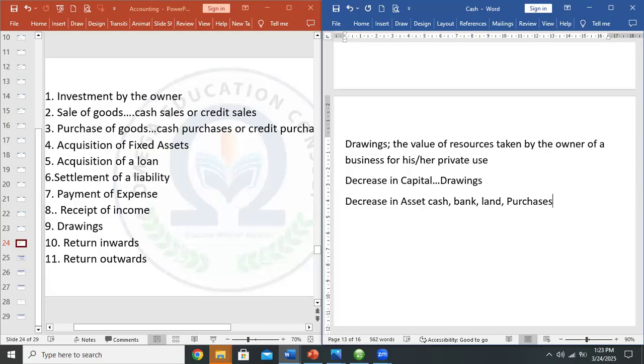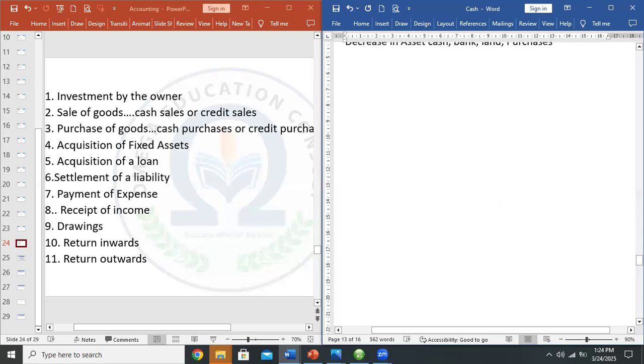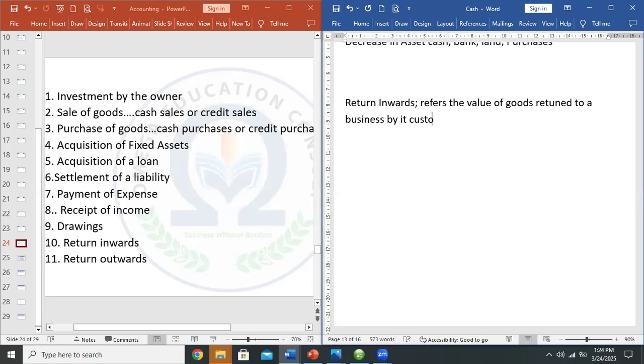Please, any question on drawings before I move to the next, which is return inwards and return outwards? Okay. Great. So shall we look at return inwards and return outwards? I think the last time I explained these two concepts with you. So return inwards refers to the value of goods returned to a business by its customers, or debtors. So when your debtors return goods to you, that's return inwards. Okay. So dear professors, look at the analysis.